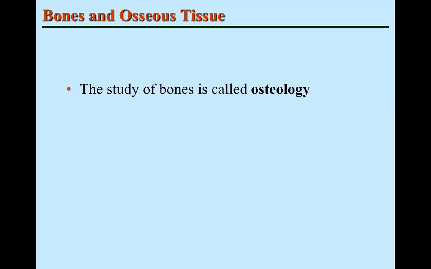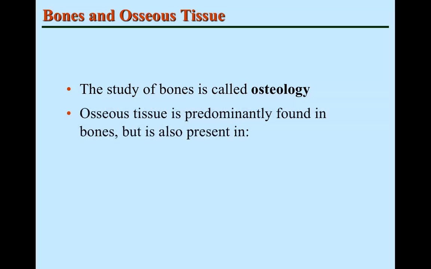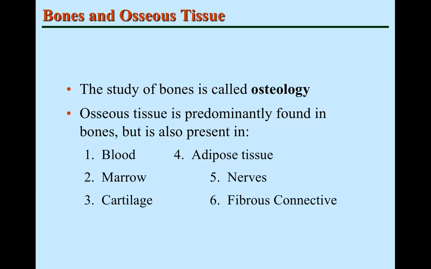All right, so the study of bones is called osteology. We've got lots of O words coming up. So we know that bone tissue is predominantly found in bones, but you're also going to find a little bit of it in each one of these other connective tissues and nervous tissues. Because your blood cells are made in the bone, they're going to pick up a little bit of bone tissue. Your marrow is embedded in the bone, so it's going to have some bone tissue.